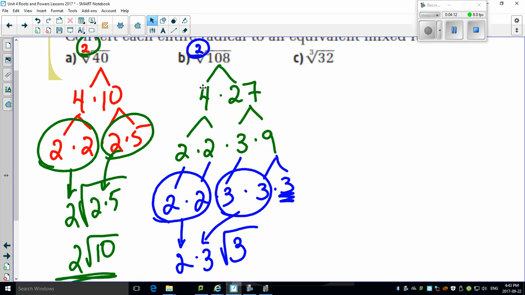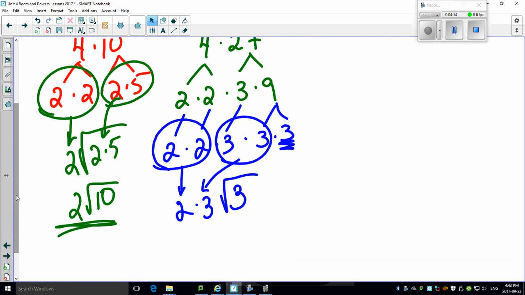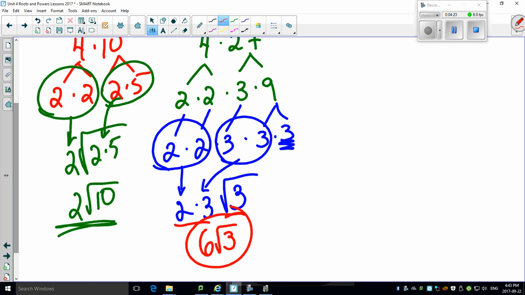But that's not a nice way to leave it again. You don't just leave something as 2 times 3. 2 times 3 is 6. There's the root, 6 root 3. You are done. Beautiful. That looks a lot nicer.